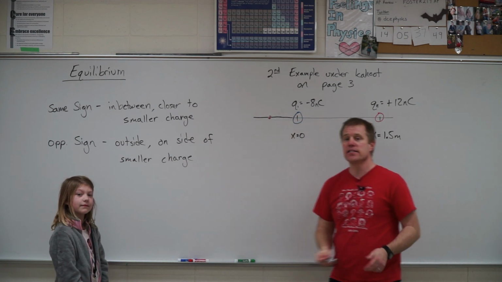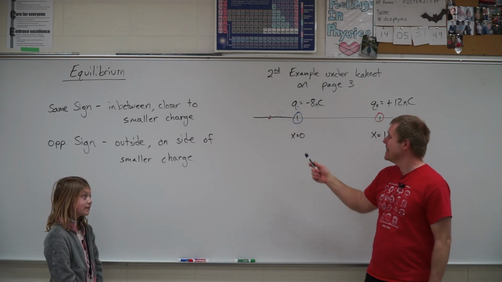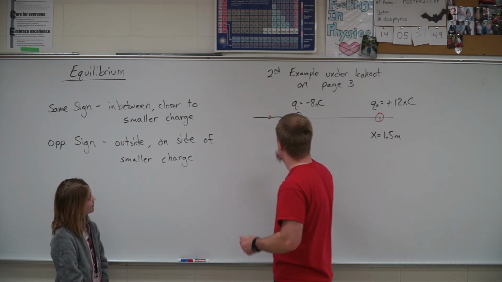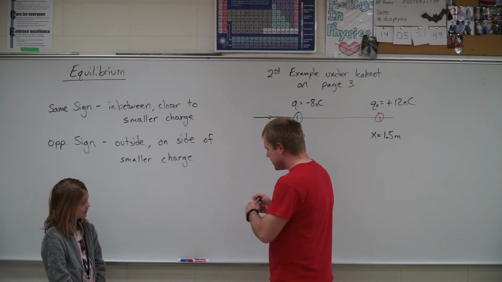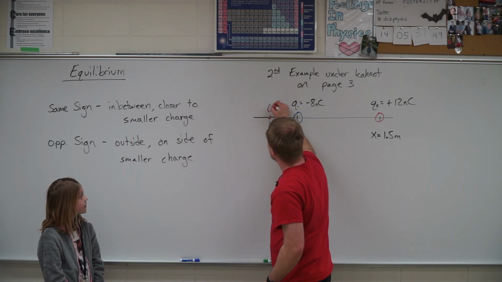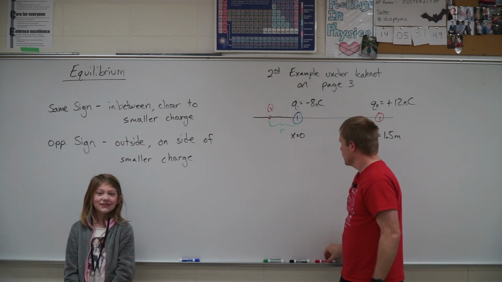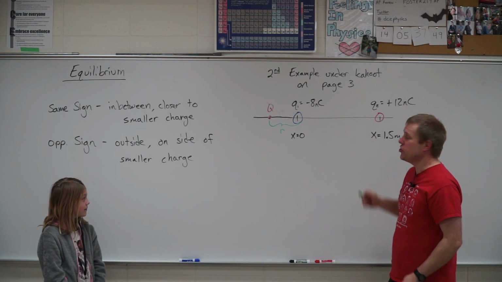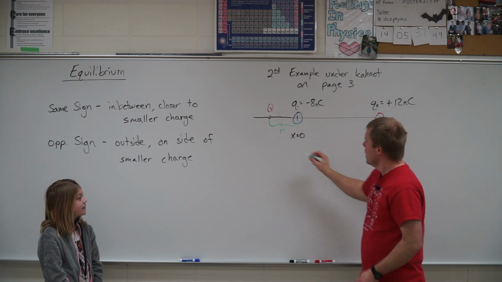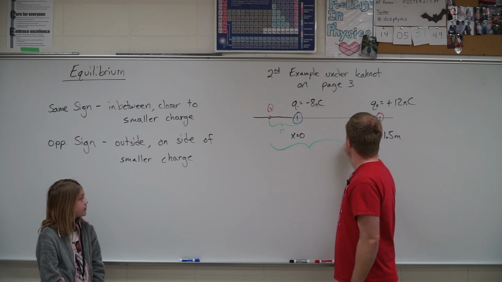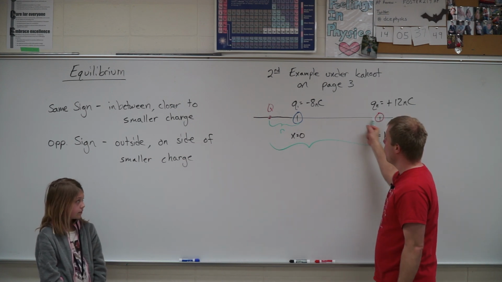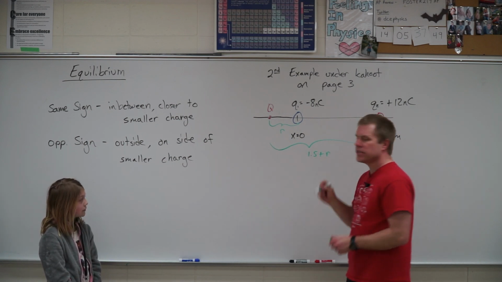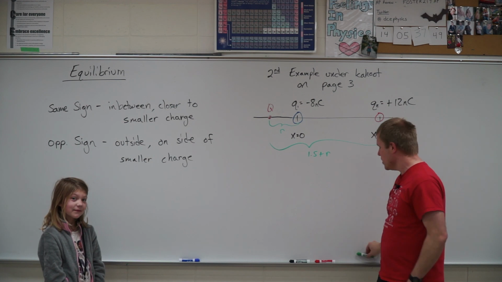So what we're going to do next is define the distance to that equilibrium point from the origin as r. So that distance is r that we are placing our test charge q at. That means we also need to figure out how far it is from the other charge to our equilibrium point. In this case, this distance is going to be 1.5 plus r. So let's go ahead and set up that equation and solve.